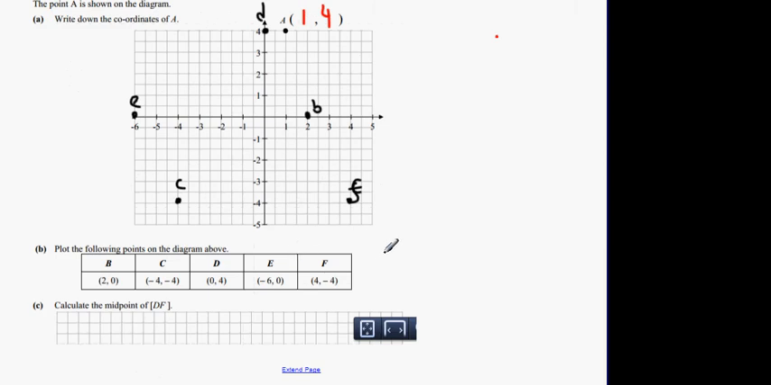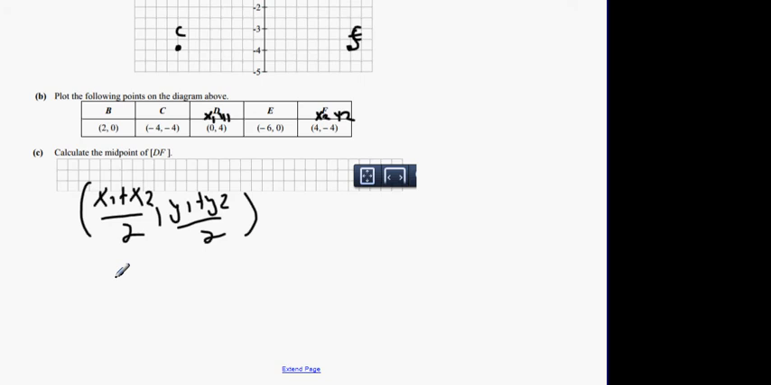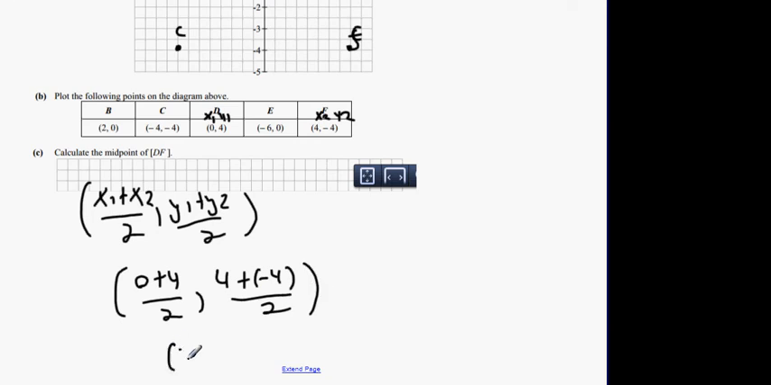Okay, the midpoint of DF. So D we're going to call x1, y1, and F x2, y2. Do the midpoint formula, which is x1 plus x2 over 2, y1 plus y2 over 2. What we're going to get here is 0 plus 4 divided by 2, and y1 plus y2 over 2 is 4 plus minus 4 over 2. And what we're going to get, guys, is 2 and 0. Okay. Next question.